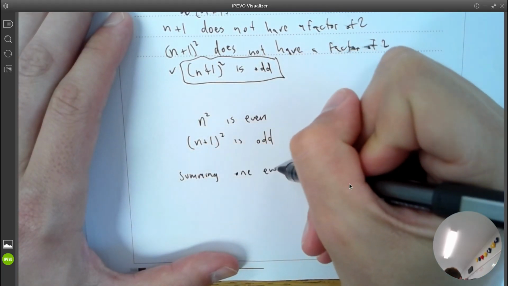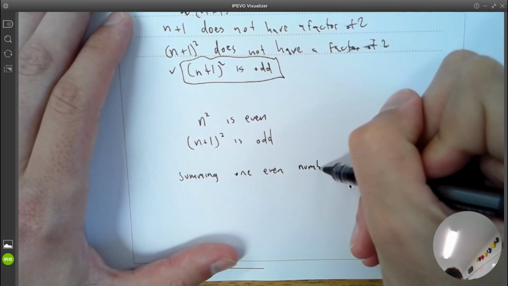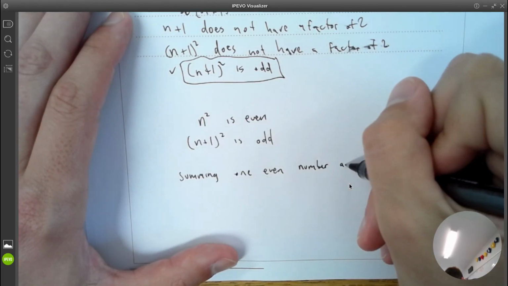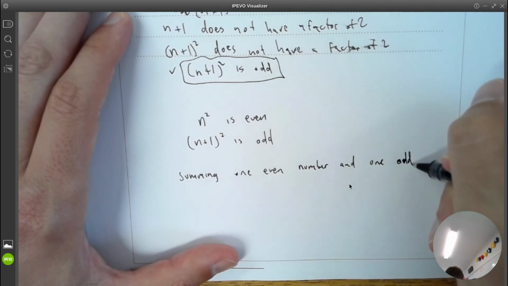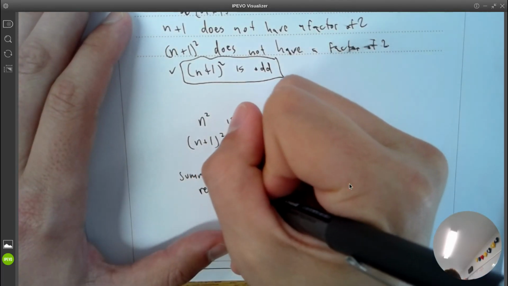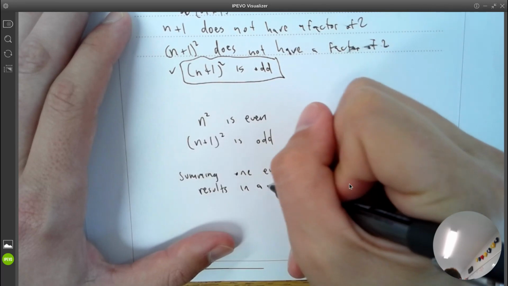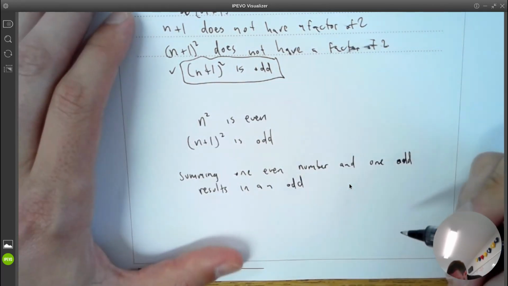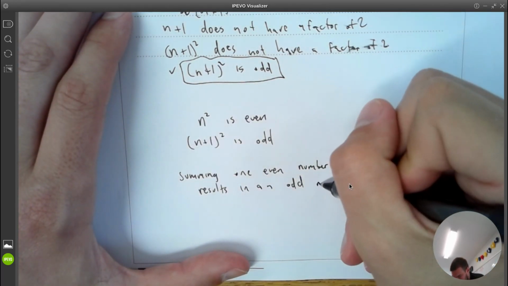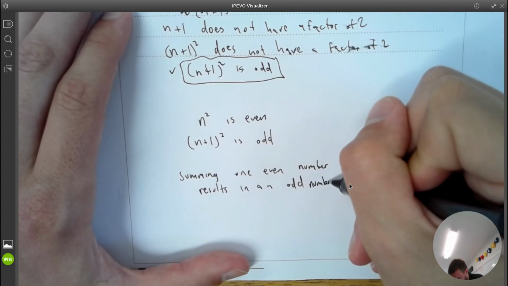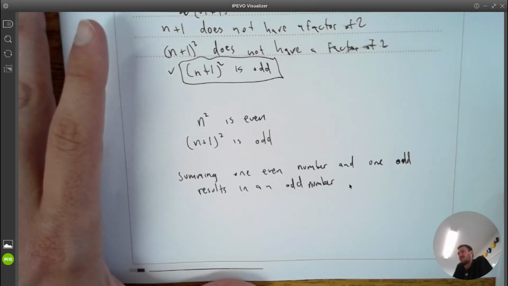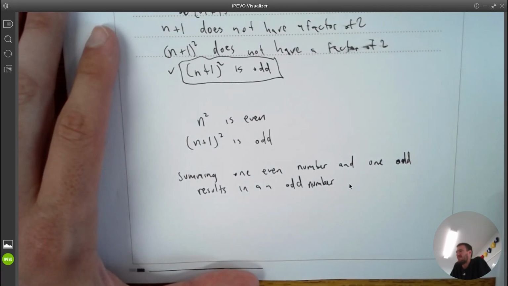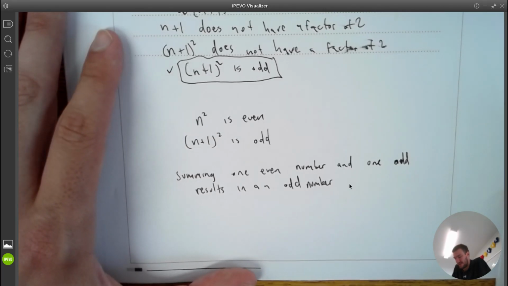Summing one even number and one odd number results in an odd number. That's just the truth. In order to sum numbers and get evens, you have to do even plus even or odd plus odd. But if you have two different ones, you will get odd.